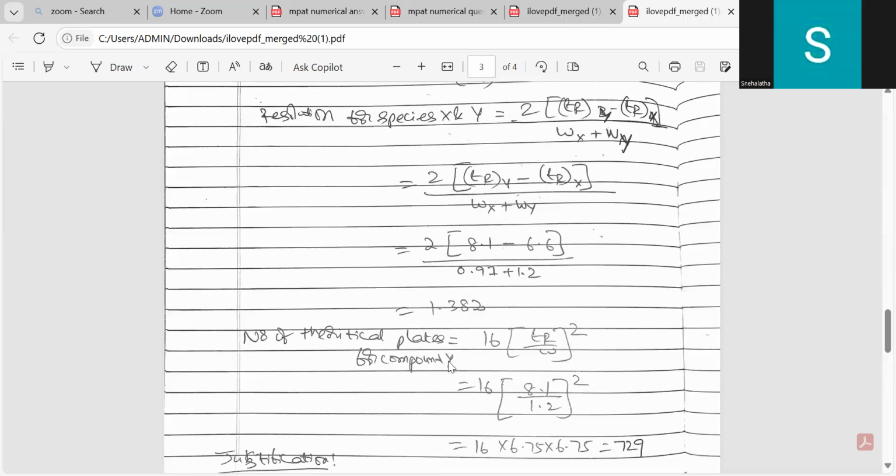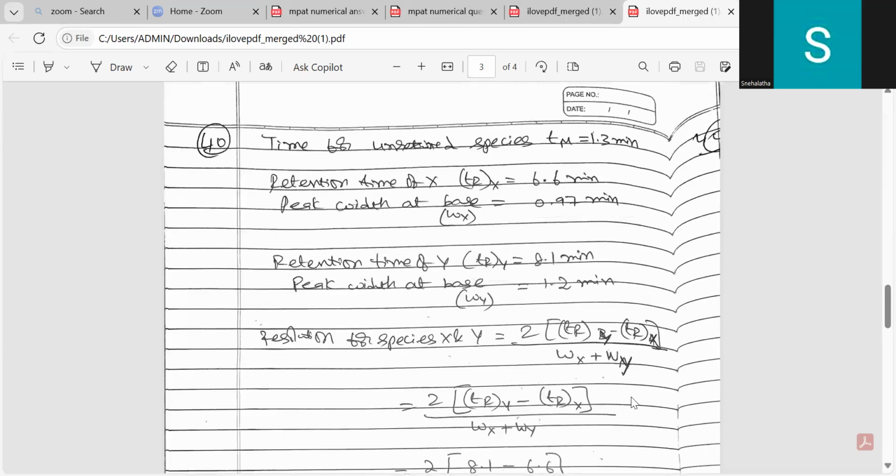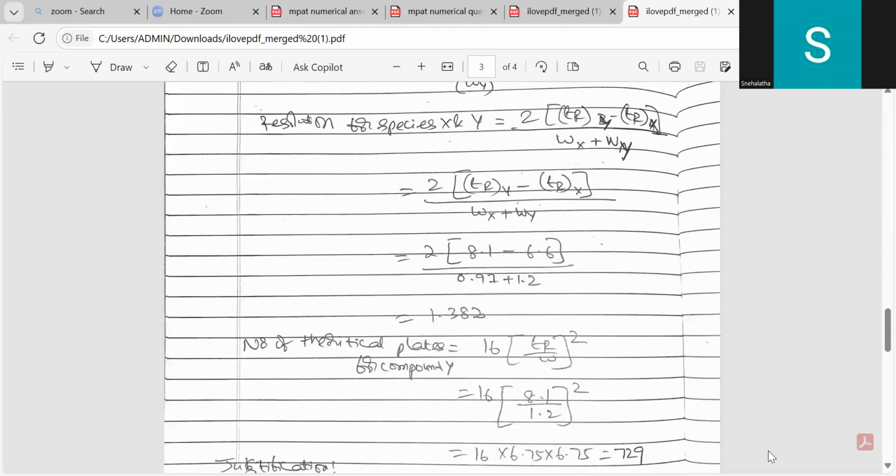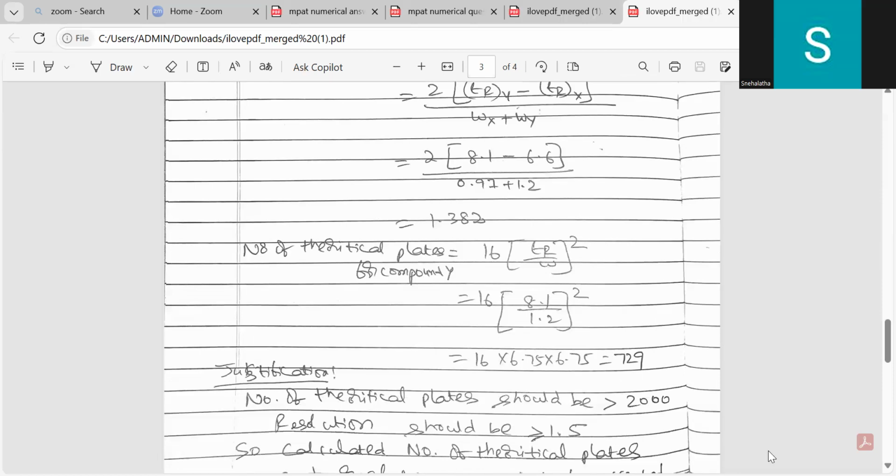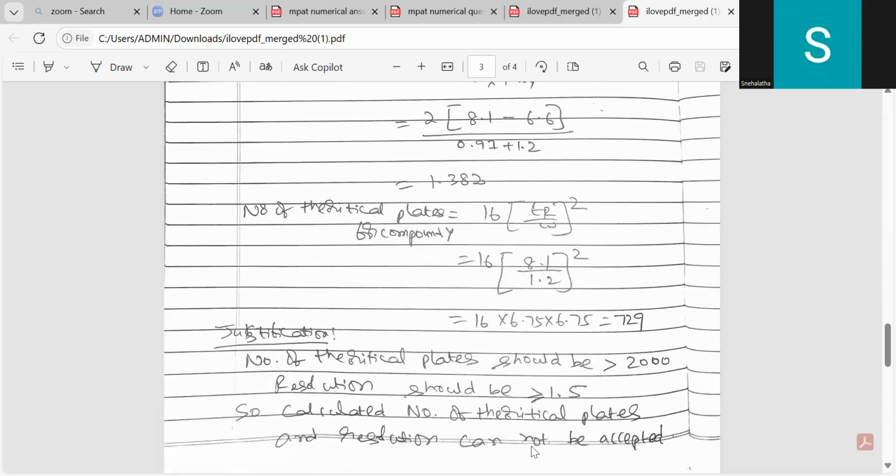So we are calculating for compound Y. The retention time for Y is 8.1 and the peak width is 1.2. So you got the value like 729. The number of theoretical plates should be greater than 2000 and the resolution should be greater than or equal to 1.5. But the number of theoretical plates we got here is 729. So the calculated number of theoretical plates and resolution cannot be accepted.